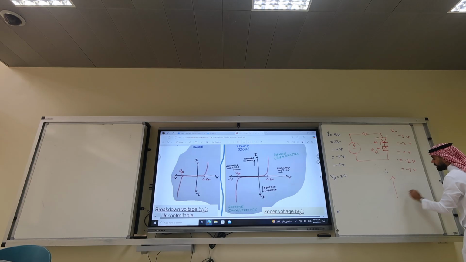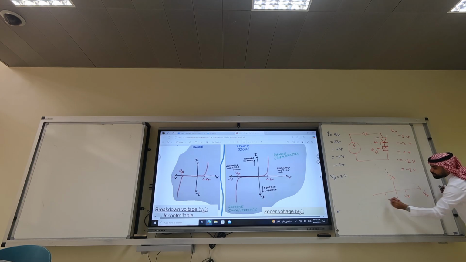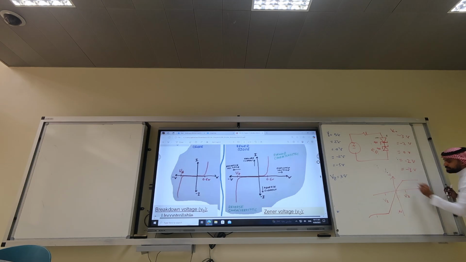So how do I draw the input-output voltage characteristics? V input, V output. This will be either VZ or minus VZ, and then in between I have linear. And that is the input-output voltage characteristics. If I have this circuit, how many examples did we just solve? 3 examples.